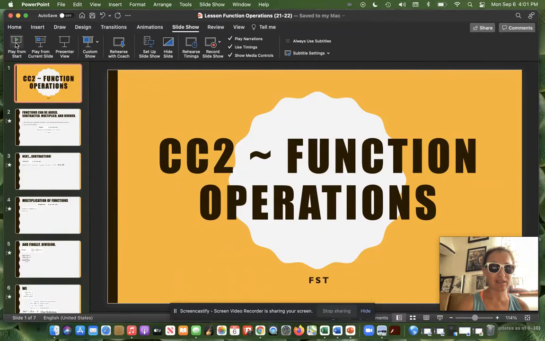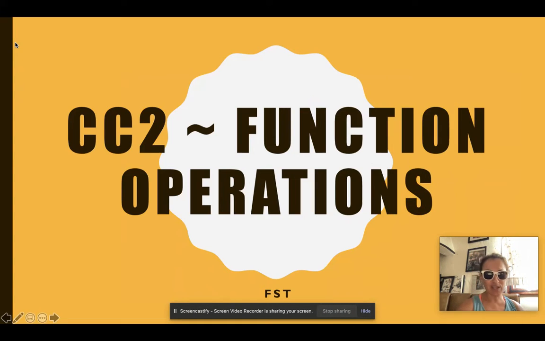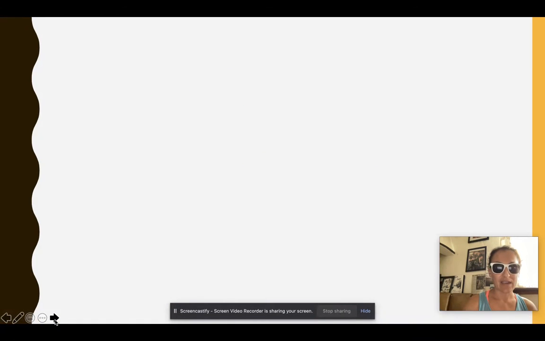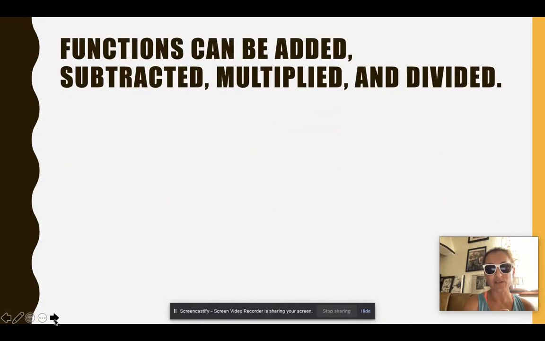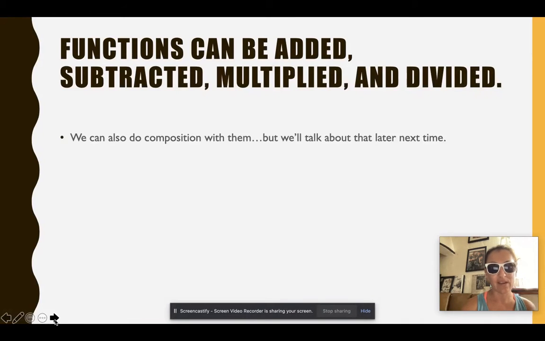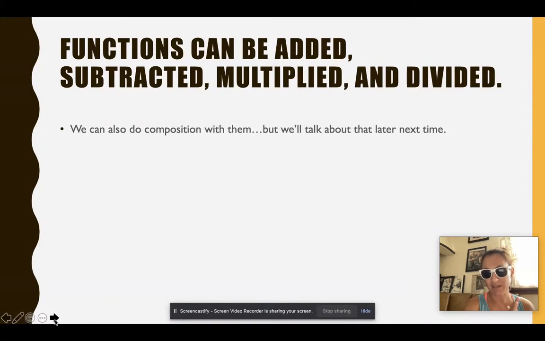Hello, everyone. Let's take a look at function operations. First, functions can be added, subtracted, multiplied, and divided. We can also do composition, which you'll remember from Algebra 2, but we'll talk about that next time. Let's go ahead and start with addition.